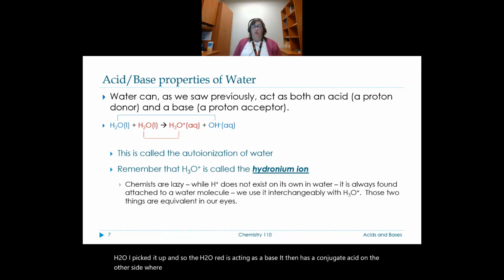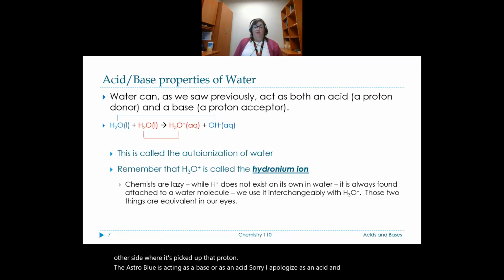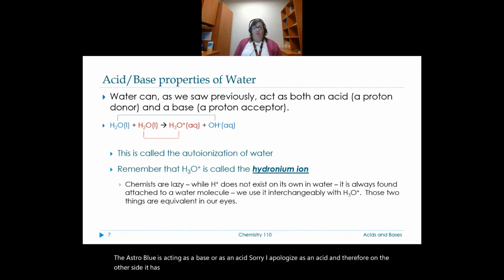The H2O blue is acting as an acid, sorry, I apologize, as an acid. And therefore, on the other side, it has a conjugate base, which differs only by that one H plus. Now, this is called the autoionization of water, because it happens between two water molecules, it's autoionization.